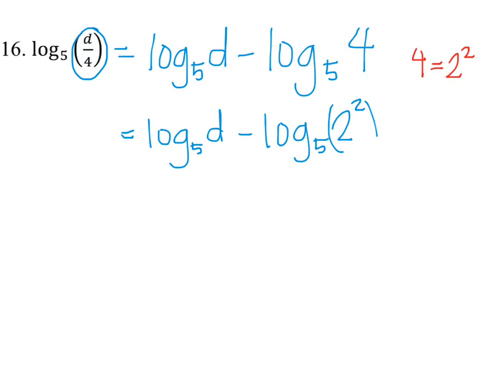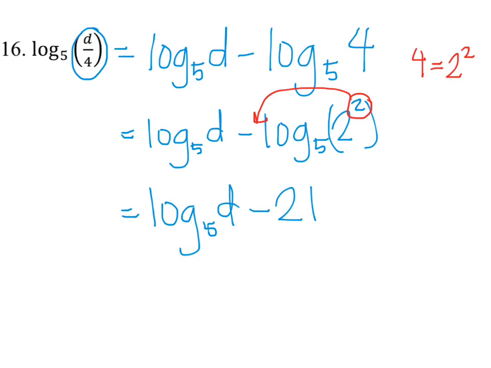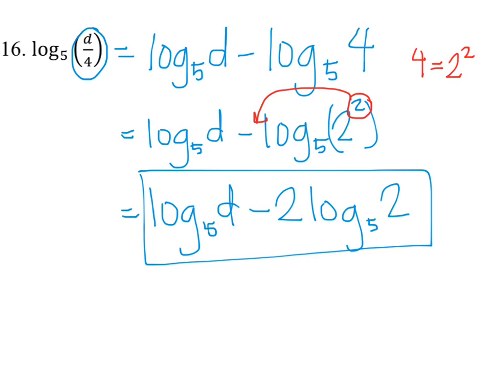My power rule tells me I can take this exponent and bring it down to the front of the log. So my answer for number 16 is log base 5 of d minus 2 times log base 5 of 2. So log base 5 of 2 is not a nice integer answer, so I'm going to leave the log base 5 of 2 in my answer.